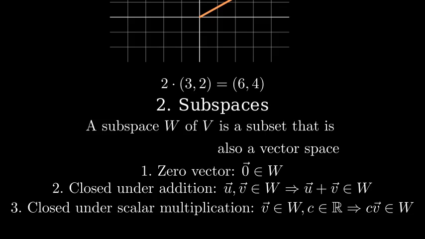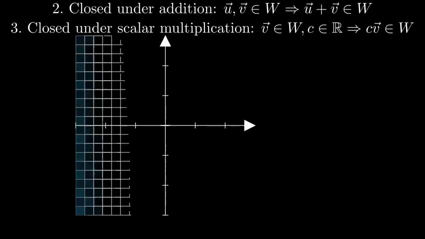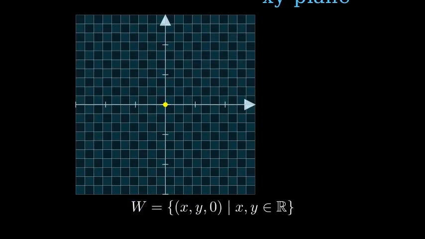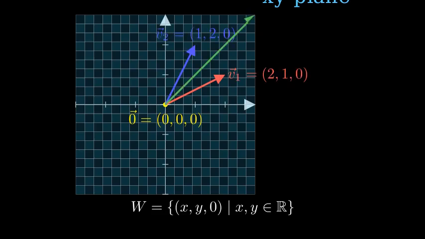Let's look at an example. In R cubed, consider the xy plane in R cubed, which consists of all points of the form (x, y, 0). Let's verify that this is a subspace. First, the zero vector, (0, 0, 0), is in the xy plane. Second, if we add any two vectors in the xy plane, like (x, y, 0) plus (x2, y2, 0), we get (x plus x2, y plus y2, 0), which is still in the xy plane.